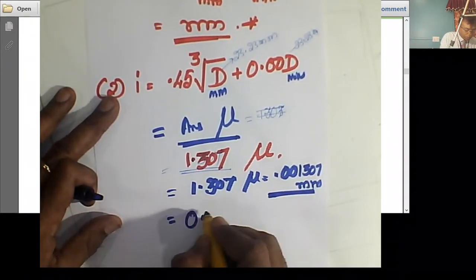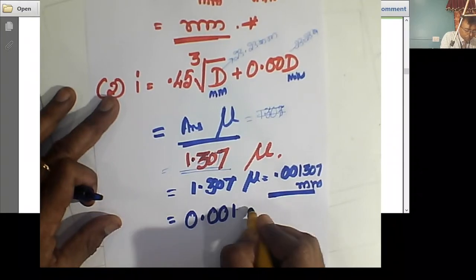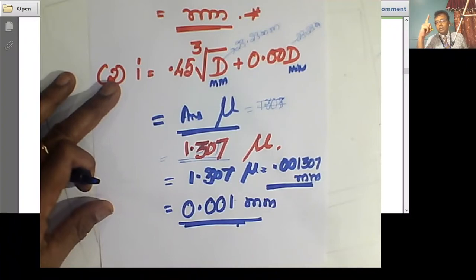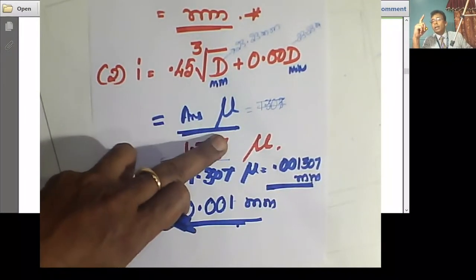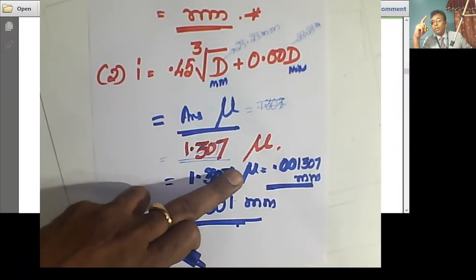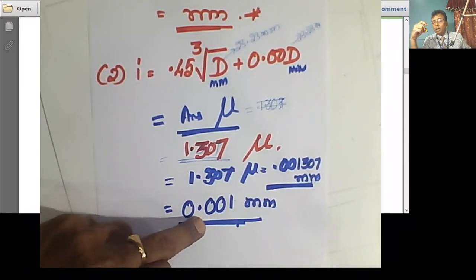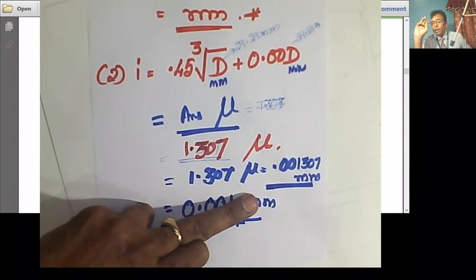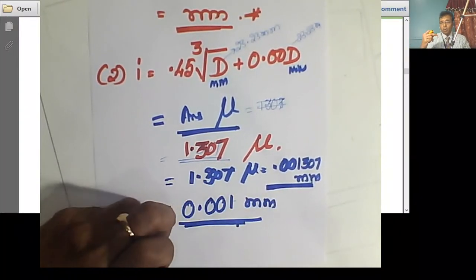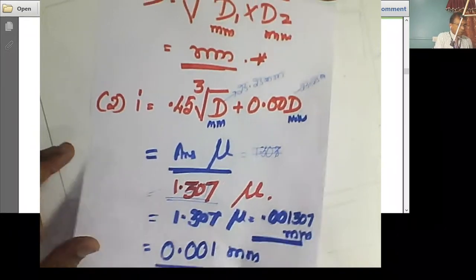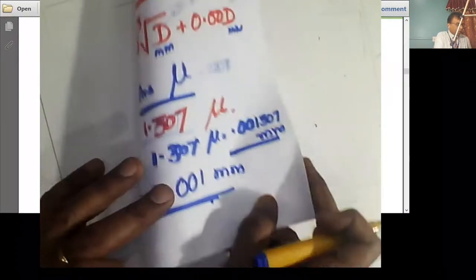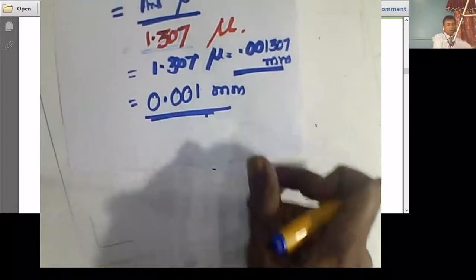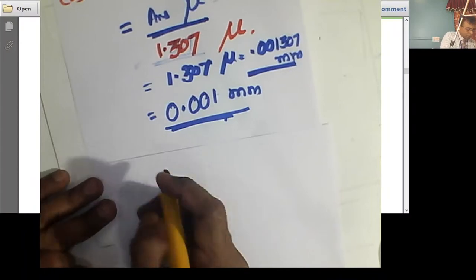Next, the second question that has been asked, how many decimals? 0.001 mm. Okay, is this clear? The answer you get here is in microns, 1.307 microns. Now convert that into millimeters, 0.001 mm. Keep this in mind. Next, let me go to the next part. I will compare one with another. Okay, these two decimals.